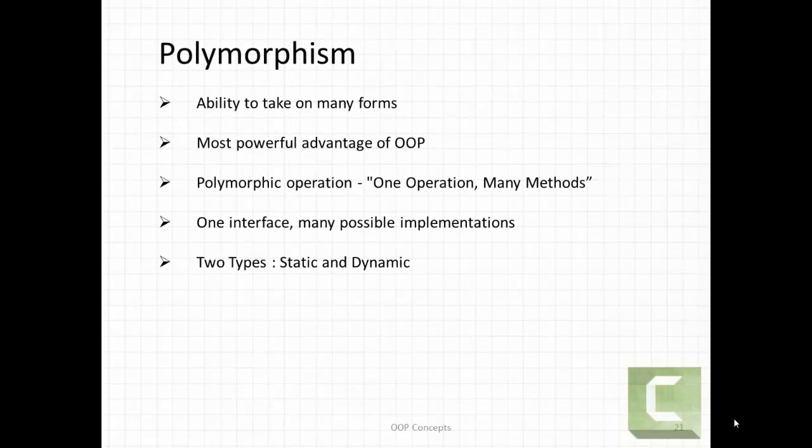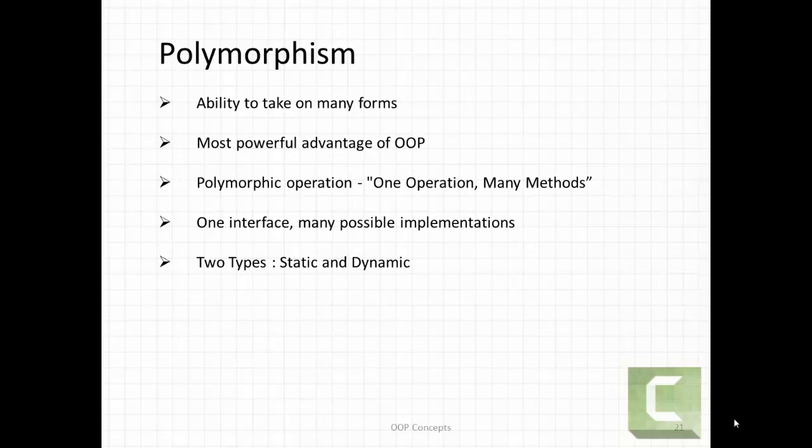It is the most powerful advantage of object-oriented programming. It has one name and many operations, sorry, one operation and many methods. So the operation name is the same, but there are multiple methods which perform different kinds of activity based on what input they accept. Polymorphism is kind of one interface and many possible implementations.